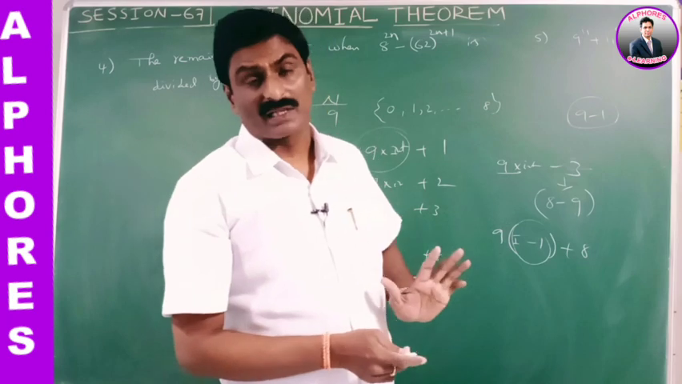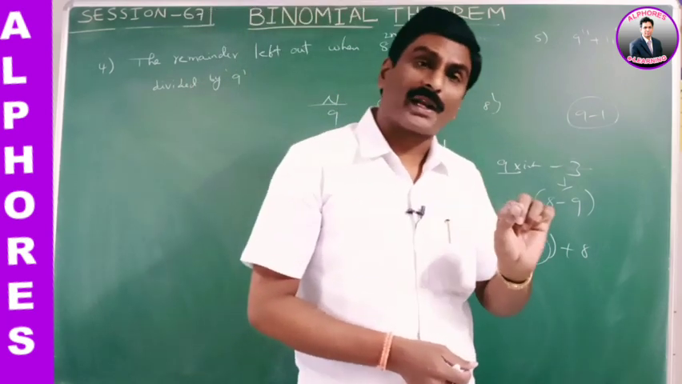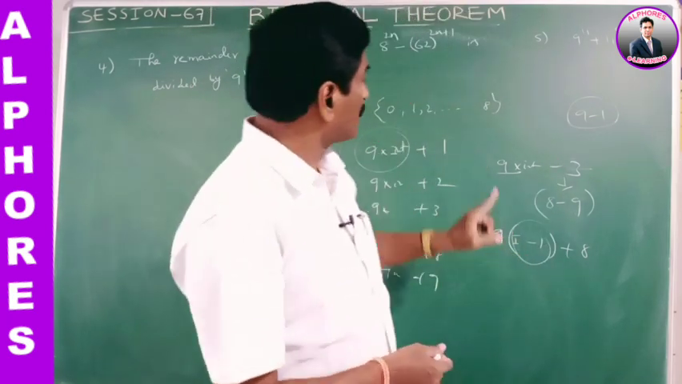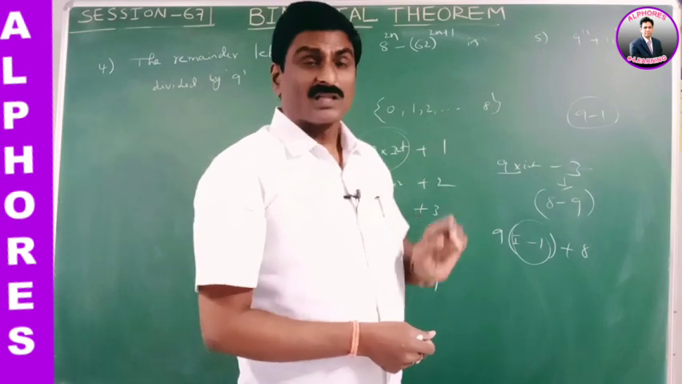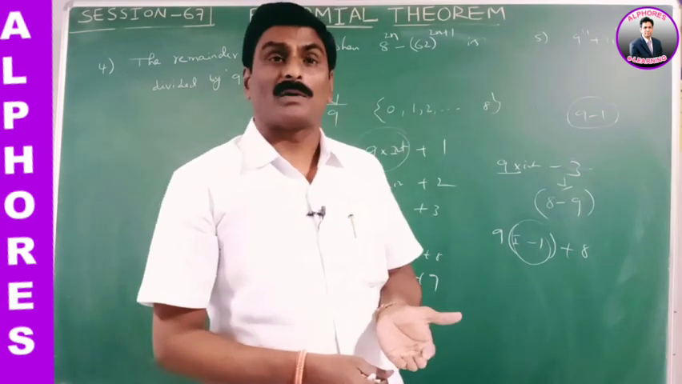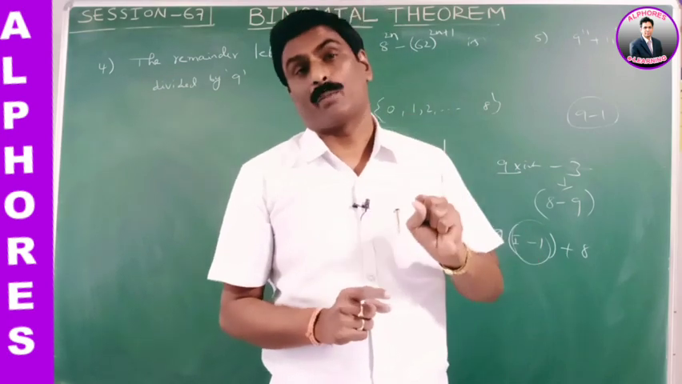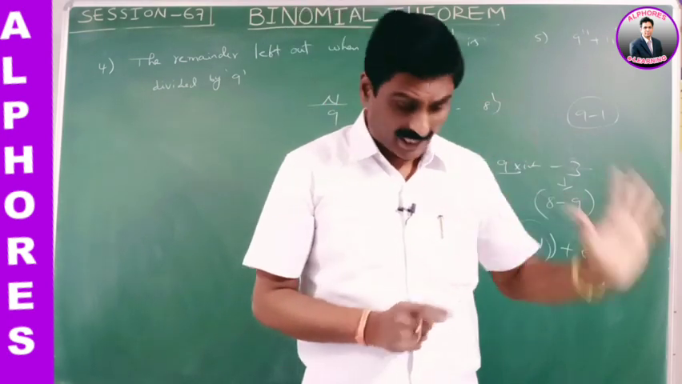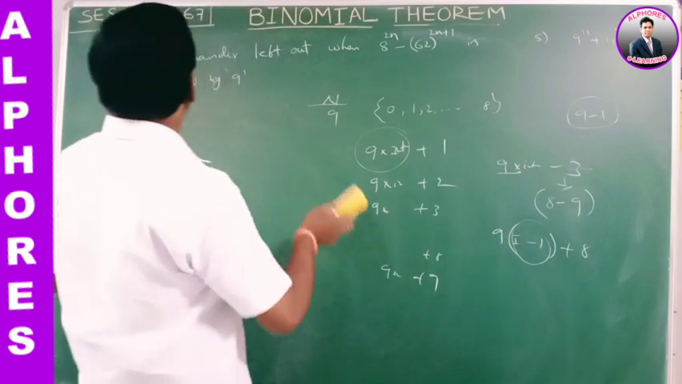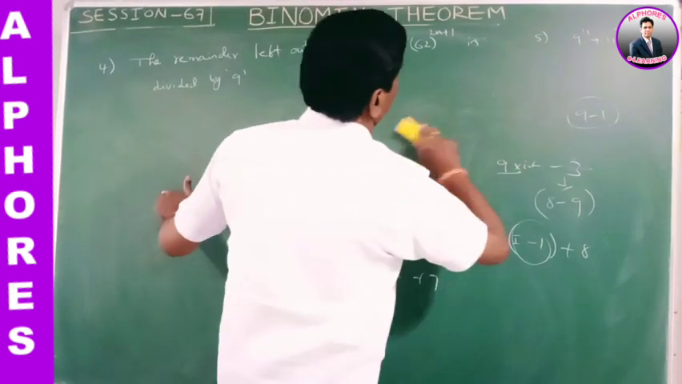Please observe that values. Remainder is always a positive quantity and that value lies in the interval 0 to 8 when it is divided with 9. Suppose it is divided with 4. What are the possible remainders? 0, 1, 2, 3. It is very very important. Please observe that points. Next, coming to the problem. What is the problem? 8 power 2n.